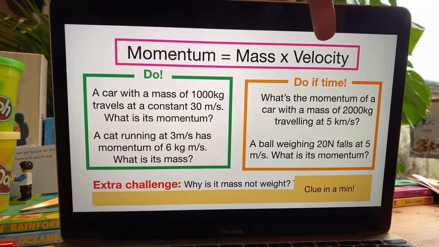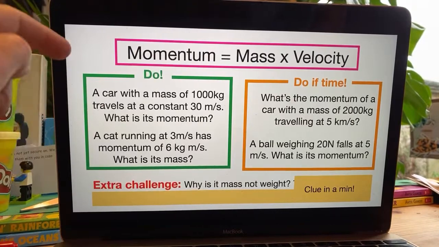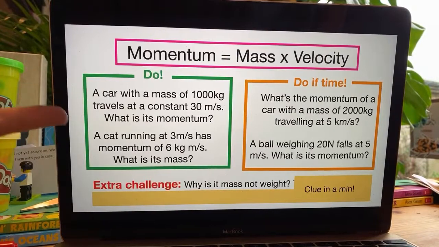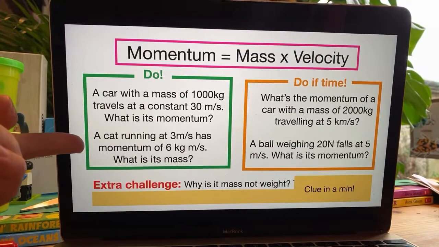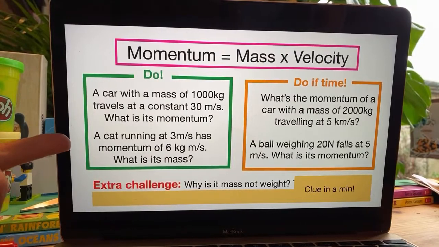Momentum equals mass times velocity. A car with a mass of 1,000 kilograms travels at a constant 30 meters per second. What is its momentum? A cat running at 3 meters per second has momentum of 6 kilogram meters per second. What is its mass? Those are the straightforward ones. If you've got time, have a go at these.